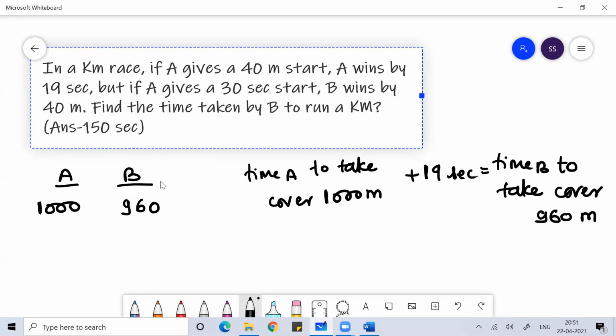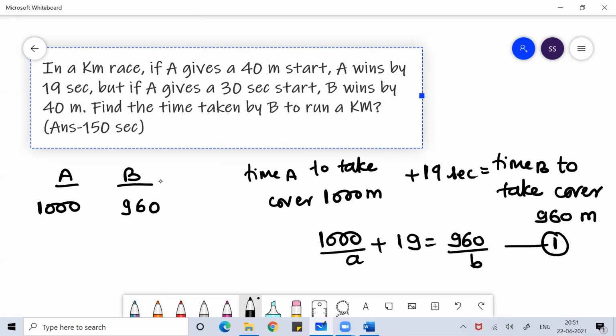Based on this you can formulate the equation. Let the speed of A be A, and the speed of B be B. So your equation would be 1,000 by A plus 19 equals 960 by B. This will be your first equation.